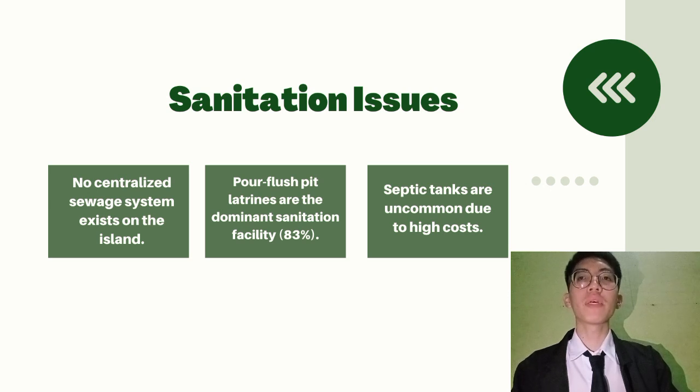Dominant sanitation facility. Most people rely on poor pit latrines for sanitation. While this is common, it's not always the safest option and can lead to contamination. Septic tanks. The septic tanks are not widely used because they're expensive. This highlights the limited options for sanitation and the potential for inadequate waste management.